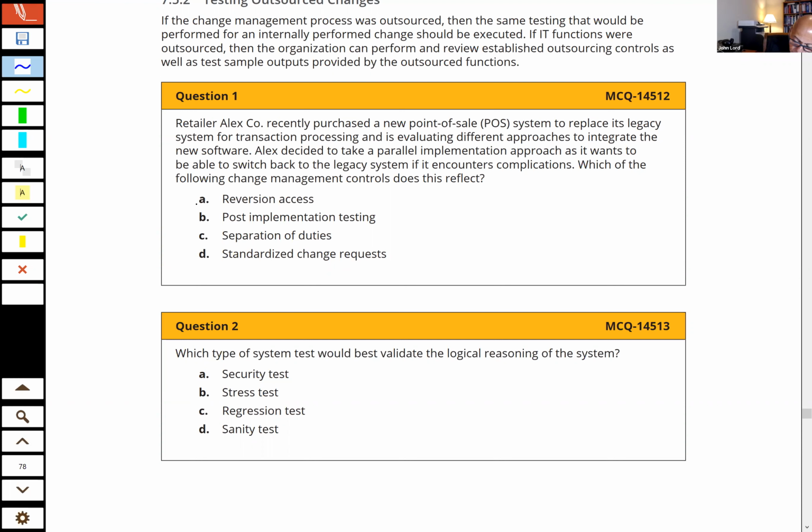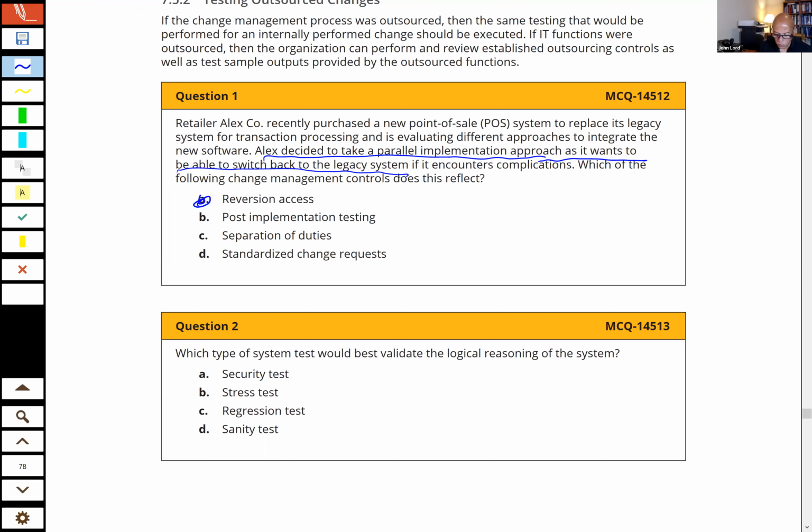A retailer recently purchased a point of sale system to replace its legacy system for transaction processing and is evaluating different approaches to integrate the new software. Alex decided to take a parallel implementation approach, meaning that they're going to do what? They're going to keep the legacy system while they're getting the new system up and running. They say they're going to do this in case it wants to switch back to the legacy system. That's almost right there telling we're talking about what? Reversion access back to the old system, right?